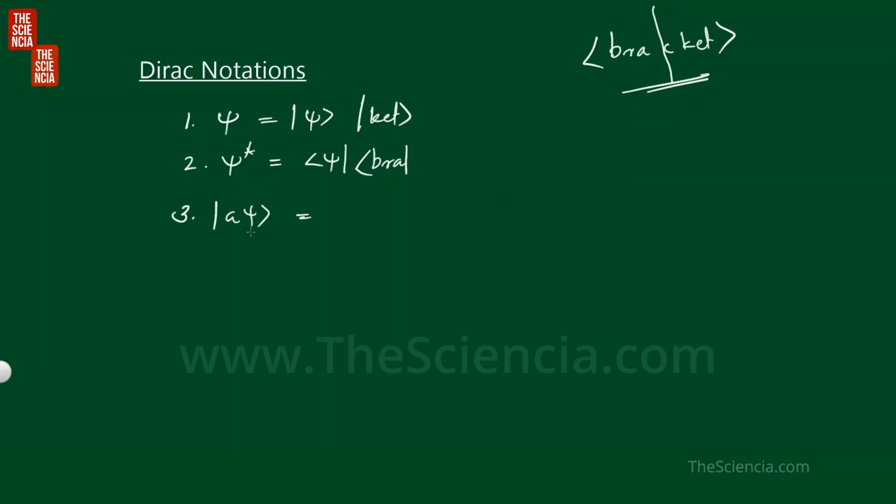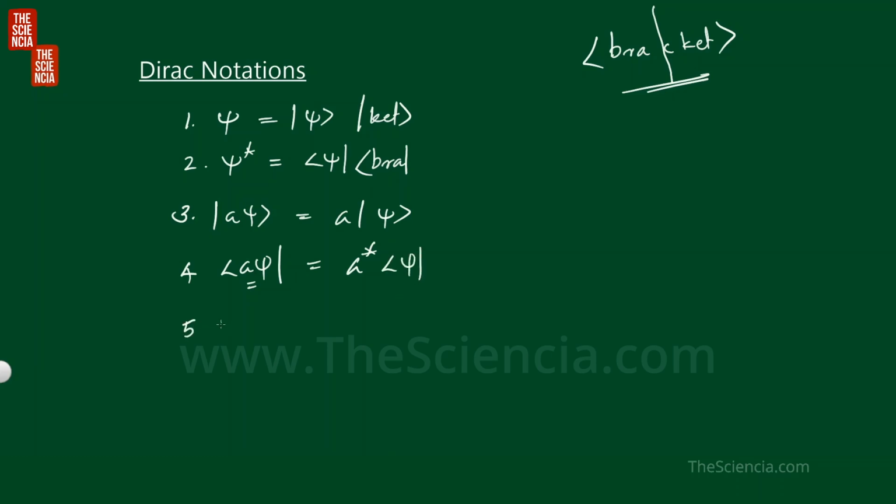Okay, third one, ket a psi. Here this a is a constant, and if you are taking this constant out of the ket notation, then it will look like this. And the fourth one, bra a psi. If you are taking this constant a outside of this bra notation, then it will be its complex conjugate.